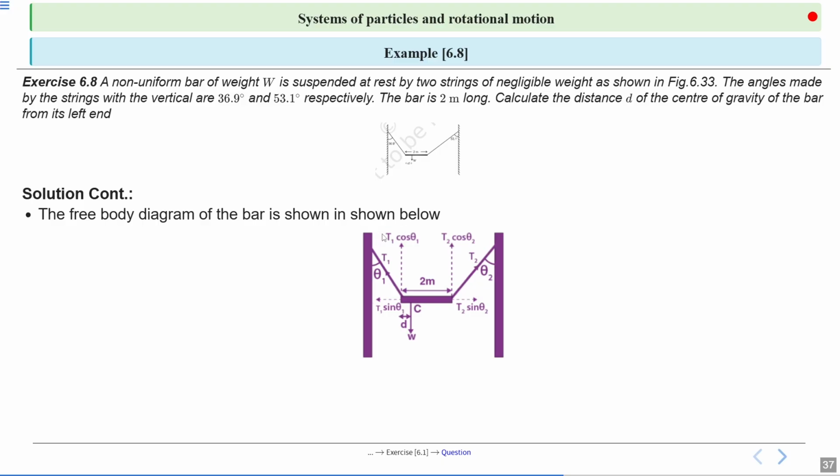Alright. So here, this is the non-uniform bar, and the weight W acts vertically downward. The angles made by the strings with the vertical axis are 36.9 degrees and 53.1 degrees, theta 1 and theta 2. Theta 2 is 53.1 degrees and theta 1 is 36.9 degrees. So the length of the bar L is equal to 2 meters.